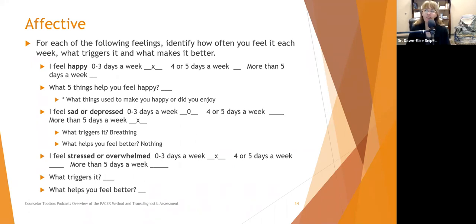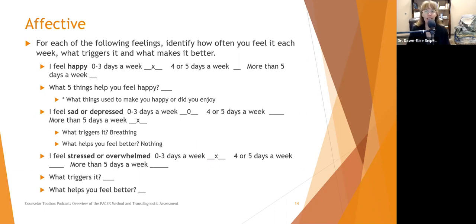Affective. For each of the following feelings, identify how you feel it each week, what triggers it and what makes it better. He feels happy none of the time, 0 to 3 days a week. He's like, there are brief moments that he laughs or he smiles, but in general, there's no full day or even half day that he feels happy.